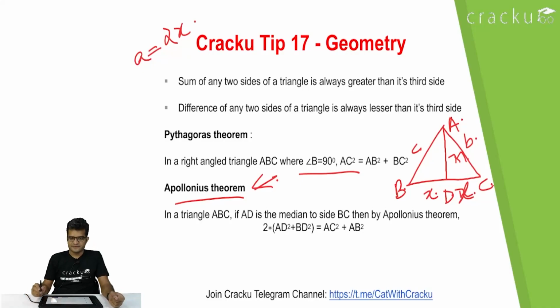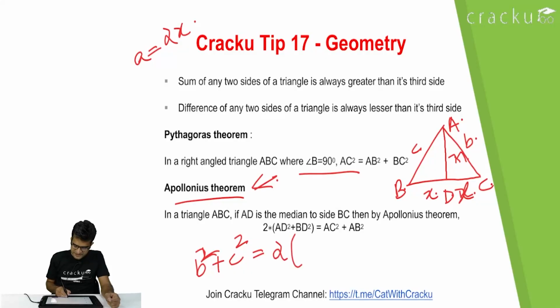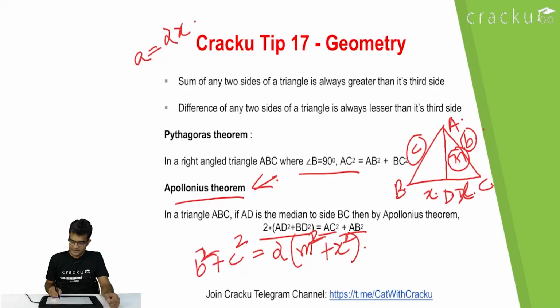Then Apollonius theorem says that b square plus c square is equal to 2 times m square plus x square, or AC square plus AB square is equal to 2 times AD square plus BD square. So c square plus b square will be 2 times m square, that is the length of the median, plus x square, that is half the length of the other side.